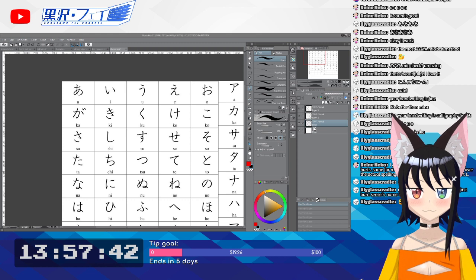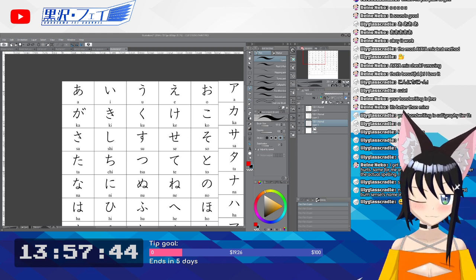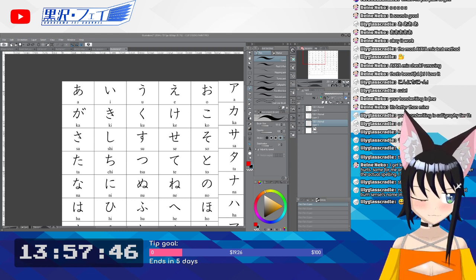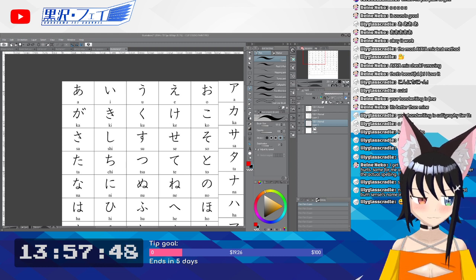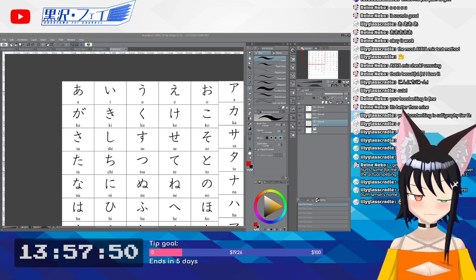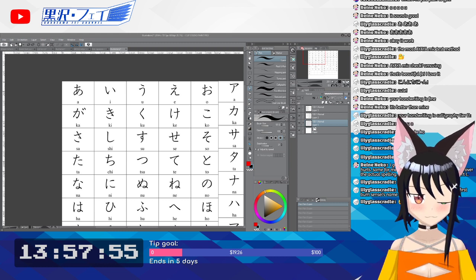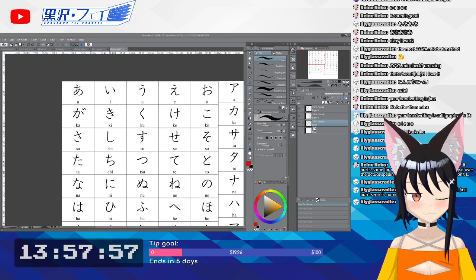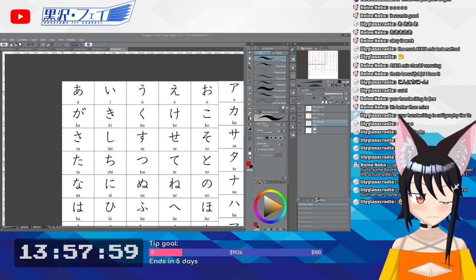I forgot to read chat. I'm just gonna take a look at chat right now. My handwriting is not calligraphy. The key to memorizing, sure. I get ki and ke mixed up so often that it hurts. Same for me, ra, me and ma.